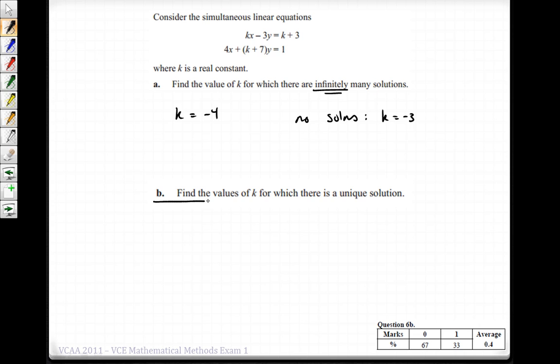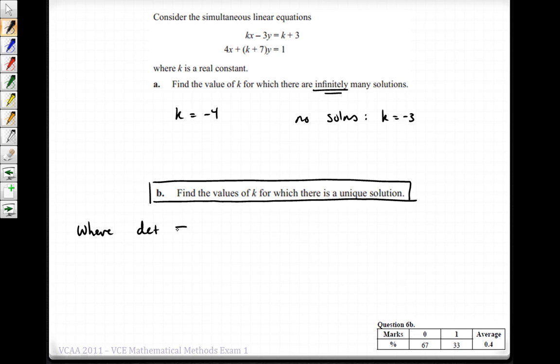So now part B asks us to find the values for which there is a unique solution. So this is where the determinant does not equal 0. So we had det equals 0 for k equals -3, k equals -4. And that was the no solutions or infinite solutions case. So we want k is an element of the reals, excluding the set of -3 and -4. And this is your solution.